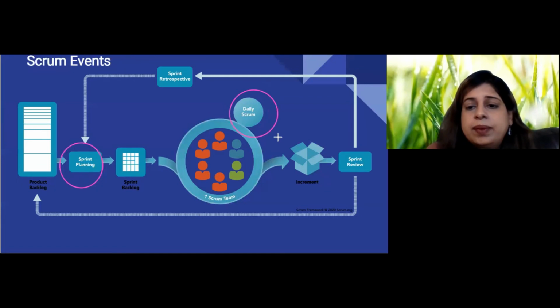Daily Scrum. It's a 15-minute event. Its purpose is to inspect the progress towards the sprint goal and to check for any impediments.